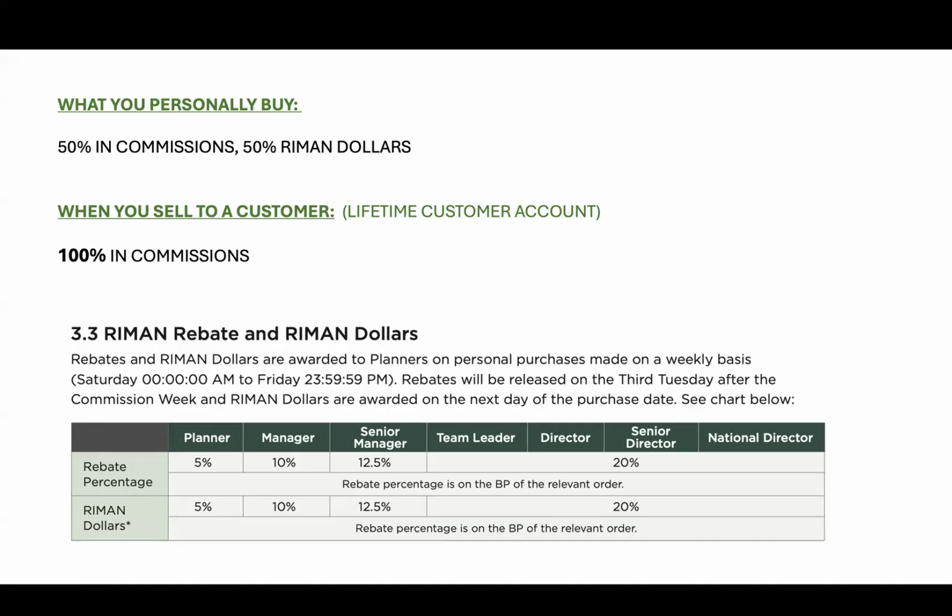Even if you're doing the same transaction, if you personally buy it, it will be 50% in commission and 50% Riman dollars. If you sell to a customer from a lifetime customer account, and it's anybody that is willing to buy from you, you get 100% in commissions. So usually the rebate works as 50% in commissions and 50% Riman dollars. Just be aware of that nuance.